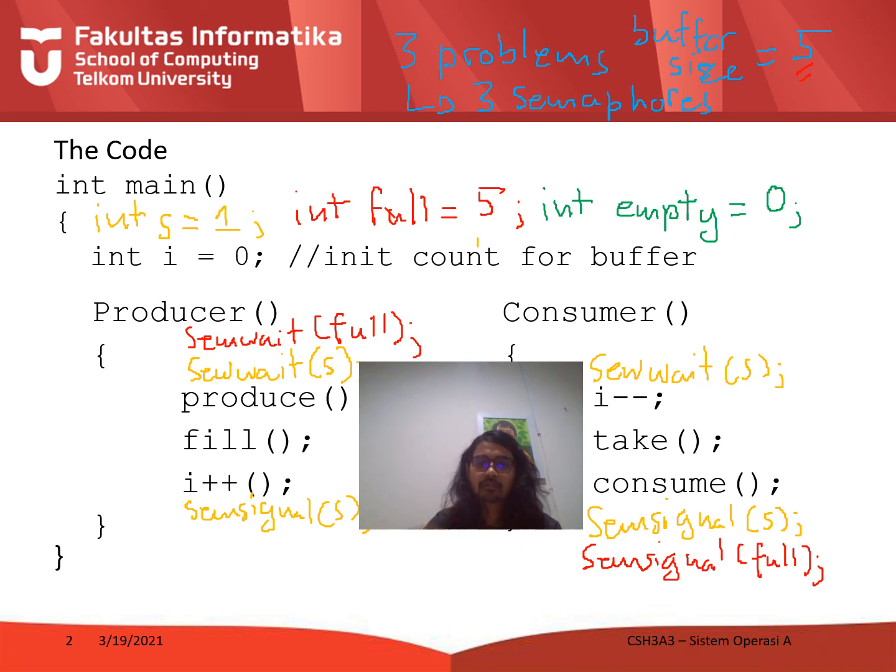And of course, the last one is empty. So here, same, sem wait empty. When the consumer tries to access first, it is immediately blocked because the value is already 0. And to signal the consumer, the producer ends with a sem signal empty.